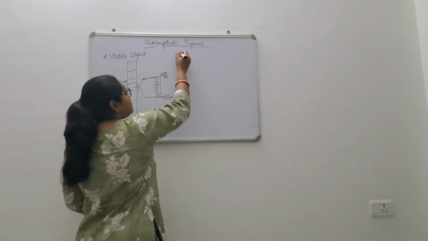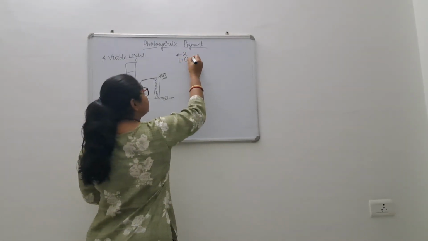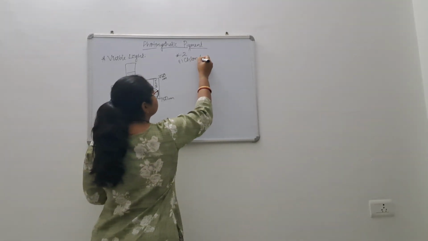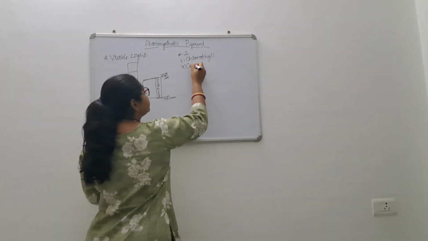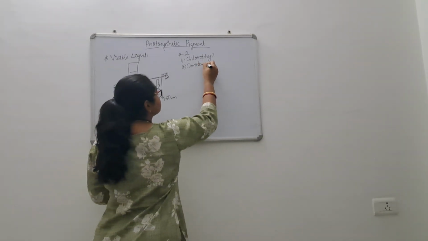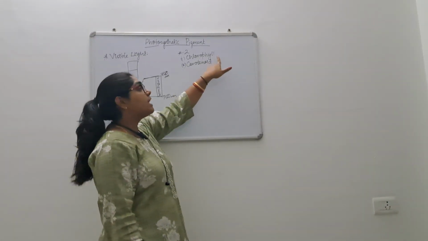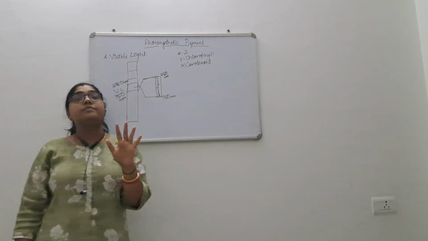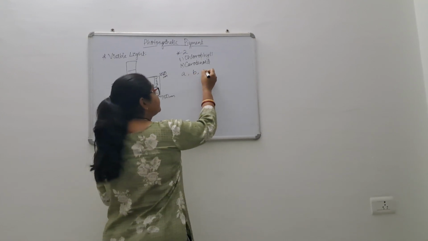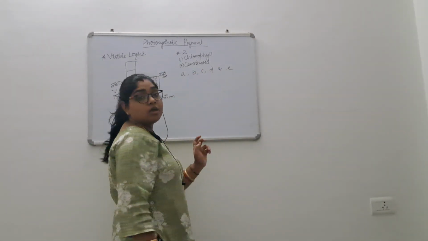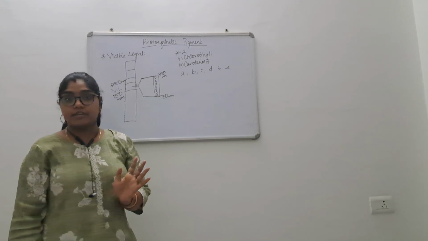This photosynthetic pigment is of two types. One is chlorophyll and the second one is carotenoid. There are also several types of chlorophyll present in photosynthetic organisms, like chlorophyll A, chlorophyll B, chlorophyll C, D and E. But chlorophyll A and B are the most abundant chlorophylls found in photosynthetic organisms.